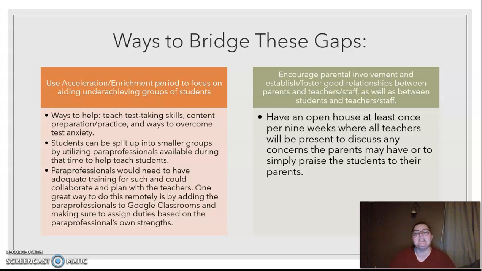I've noticed that this tends to be a really popular thing to do in elementary schools and middle schools. However, when it comes to the high school grades, it just kind of drops off, and you don't see this as often at the high school level. However, it could still be very beneficial for our teachers and staff, as well as the parents and the students, I feel like, to establish those relationships and to try to get the parents to be more involved.